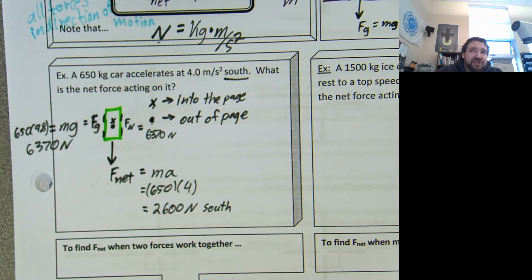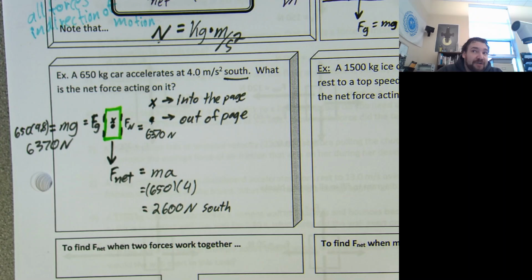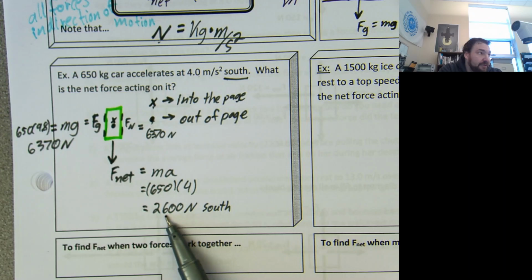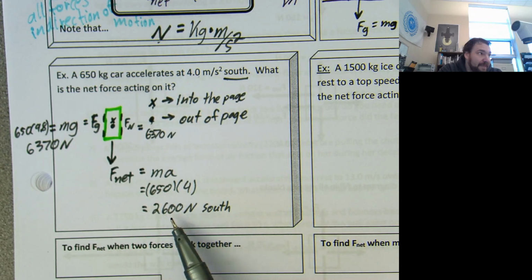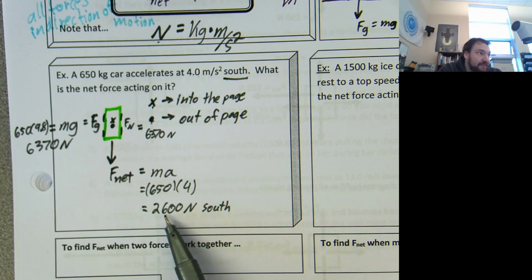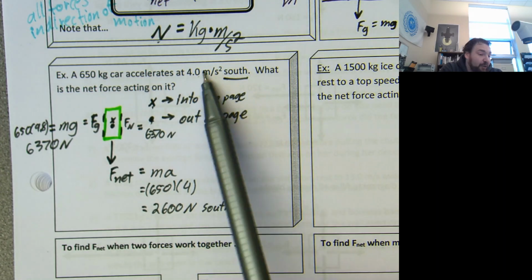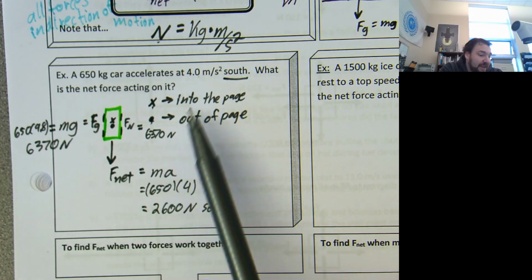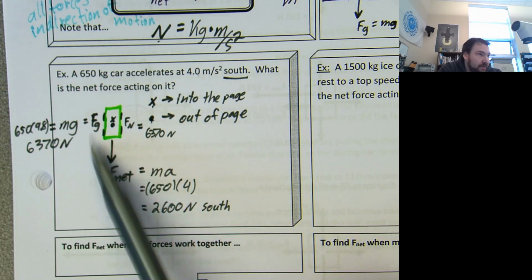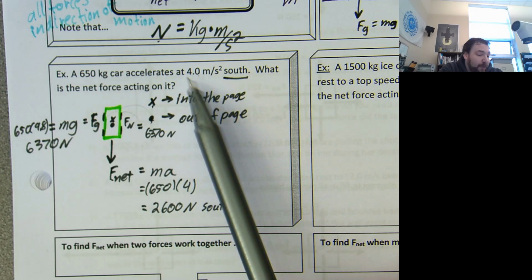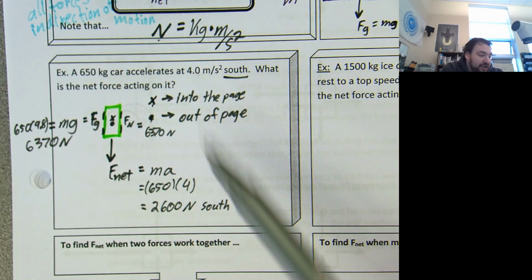So Brad, because you asked the question, if the net force is 2,600 newtons, what can you tell me about the applied force from the engine? How is the applied force from the engine going to relate to this number? This is the net force. So the acceleration is 4. We know that the net force on the car, the sum of the forces in the direction of motion, is producing this acceleration.